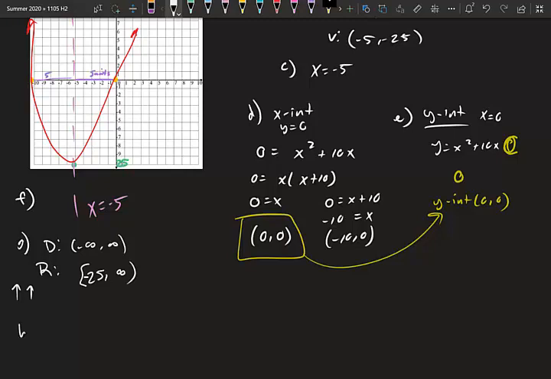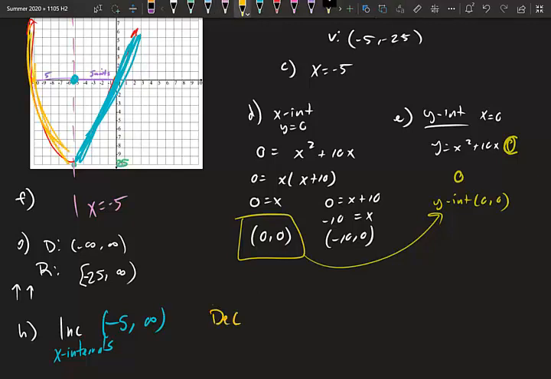Alright, increasing, decreasing. So increasing is right here. These are intervals, x intervals, so increasing, decreasing, those are x intervals. So at this x, at negative 5 to infinity, it's increasing. It's decreasing right here. So it's decreasing from negative infinity to negative 5. It's always going to be the x of the vertex.